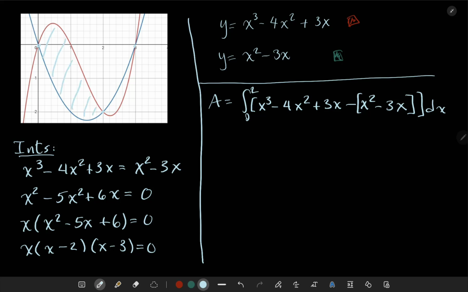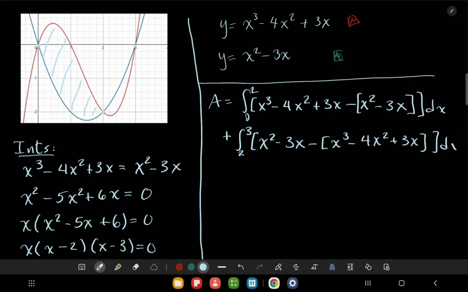Now I have to add the next one, so the next area, I'm going to do plus, and I want to have the area from 2 to 3. And from 2 to 3, now the only thing we have to be careful is that the top function is going to be the quadratic. So I'm going to do x squared minus 3x, and then I'm going to subtract the one in the bottom, which is going to be the cubic function, so x cubed minus 4x squared plus 3x dx.